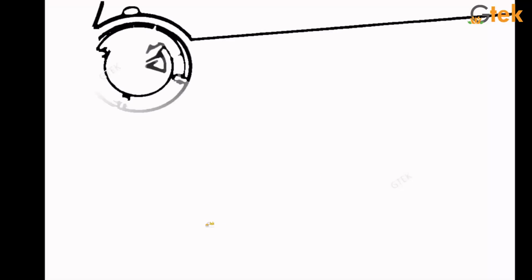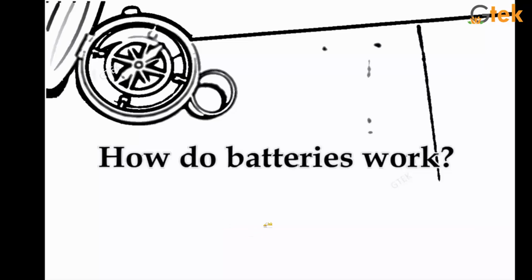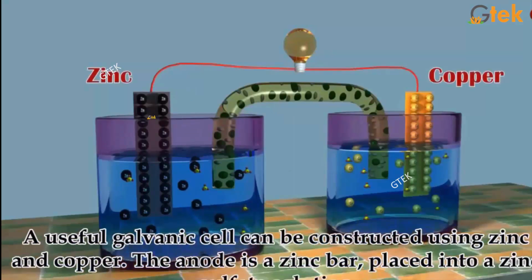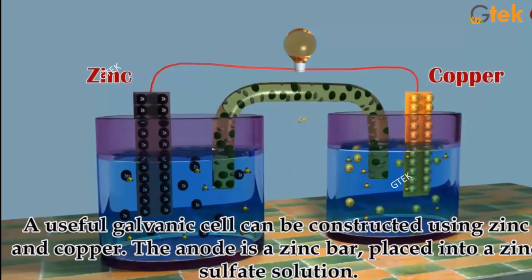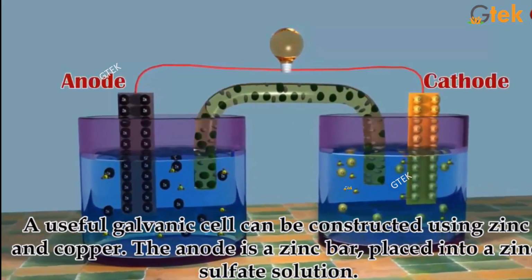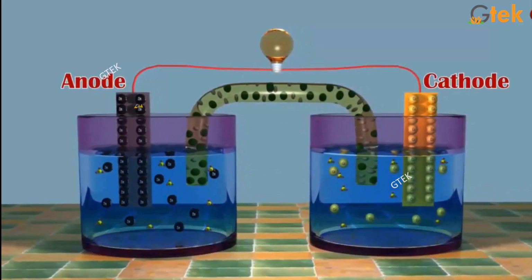So let us see how this battery works. So here we go. We have a zinc and copper electrode. A useful galvanic cell can be constructed using zinc and copper. The anode is a zinc bar placed into the zinc sulfate solution. This one is the zinc sulfate solution and this one is the zinc, which you can see here. So the zinc acts as an anode and here you can see the copper acting as cathode.